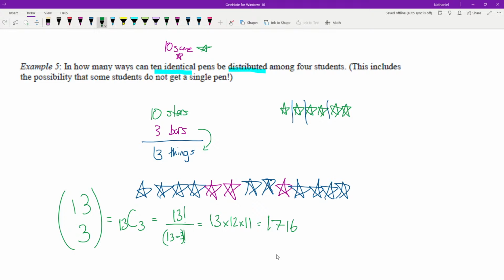Yeah. You with me? Okay, so let's just address this extra thing that they say. This includes the possibility that some students do not get a single pen. Did we care about which stars we picked? That's an important question. Did we care about which stars we picked?